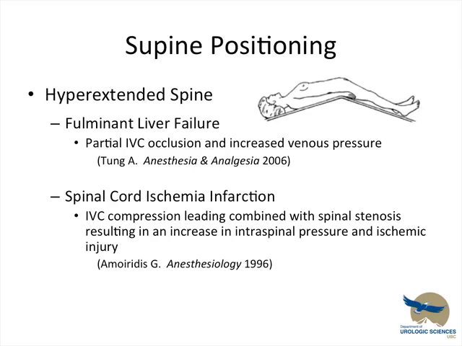Another consideration in the supine position is we often put these patients in the hyperextended spine position. And before looking at this, I hadn't really thought a lot of it. Yes, it looks uncomfortable, but when they wake up and they have a little bit of back pain, that's one thing. But there have been reports in the literature of fulminant liver failure, thought to be from partial IVC occlusion and increased venous pressure. And there's more than one of these described in the literature, as well as devastating spinal ischemia and infarction from, again, IVC compression. So when we put these patients in extension at the ASIS, we have to be cognizant that this is a real risk.